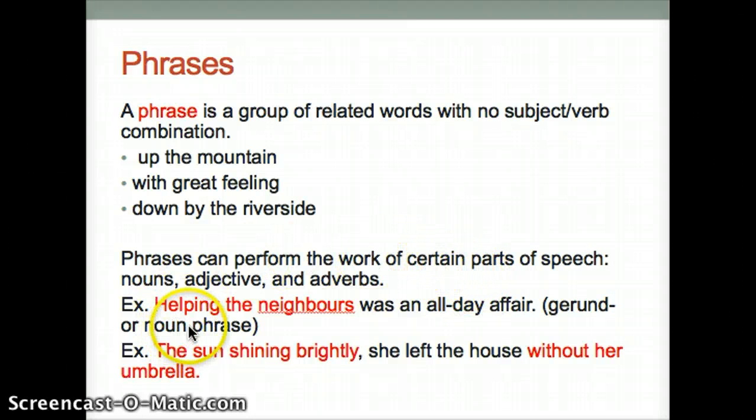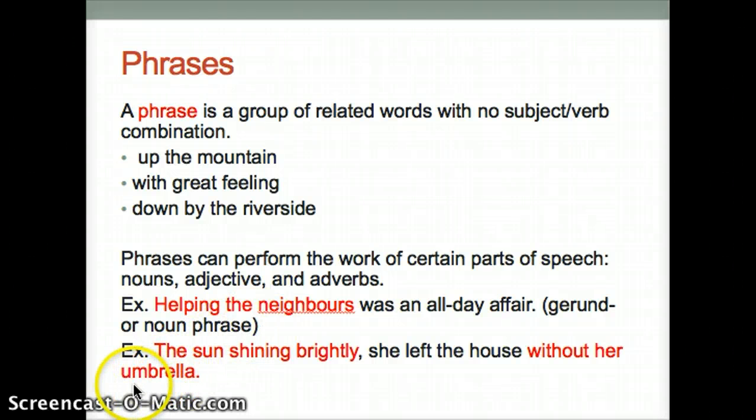So here we have, helping the neighbors was an all-day affair. Helping the neighbors is standing in place of the subject of the sentence and is what the sentence is about. So helping the neighbors was is our verb. So this would be called a gerund or noun phrase.